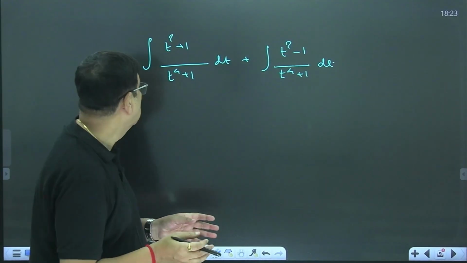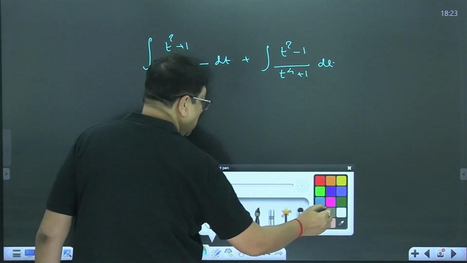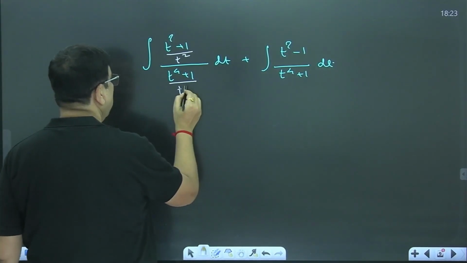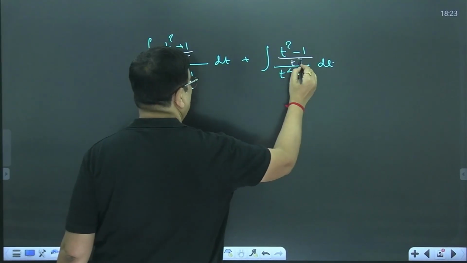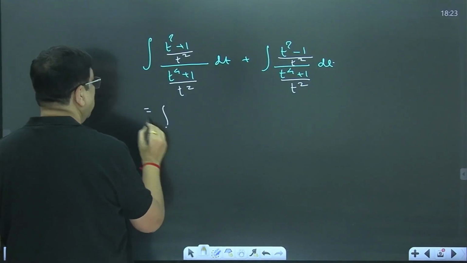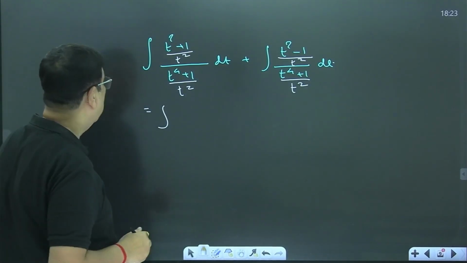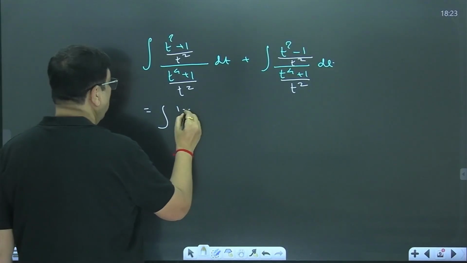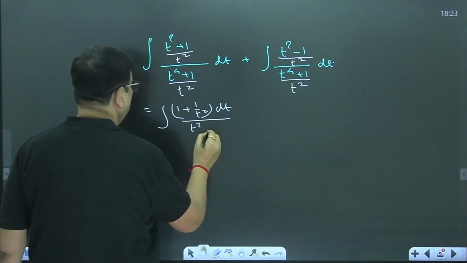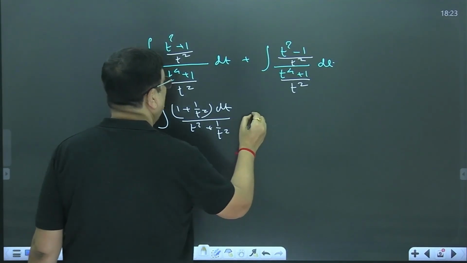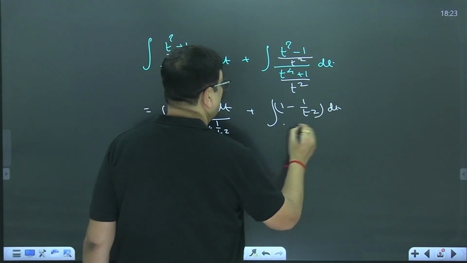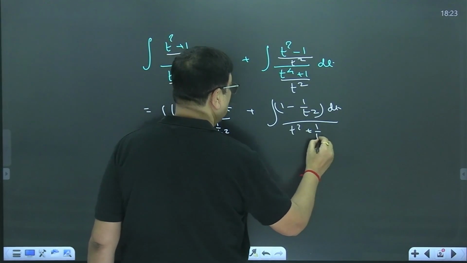So in this case, what will we do? Let's divide by t square. It is your knowledge of differentiation. Divide by t square, and everyone remember this method is extremely important. This type came a number of times in entrance examinations. (1 plus 1 by t square) dt, that is, (t square plus 1 by t square plus 1 minus 1 by t square) dt by (t square plus 1 by t square).